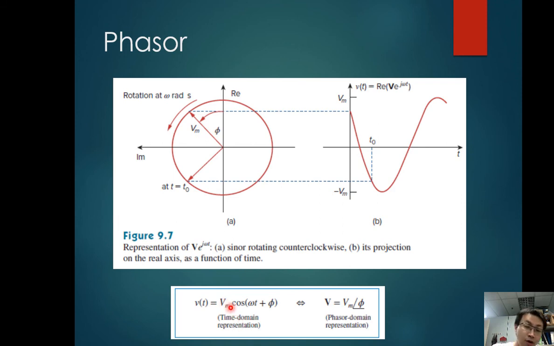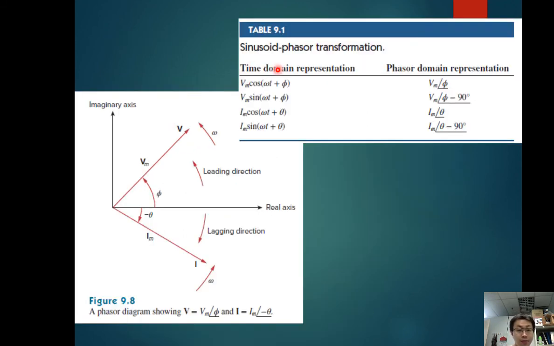So in time domain, we have Vm cos(omega t plus phi). We also can represent it in phasor domain, where Vm angle phi, which is simpler. And for sinusoid-phasor transformation, we can transform, for example, Vm cos(omega t plus phi) like this. Or when we have a sine, we transform like this. Im cos, we have Im like this. Im sine, we have Im like this. So for the phasor domain, we no more deal with the cos or sine function.